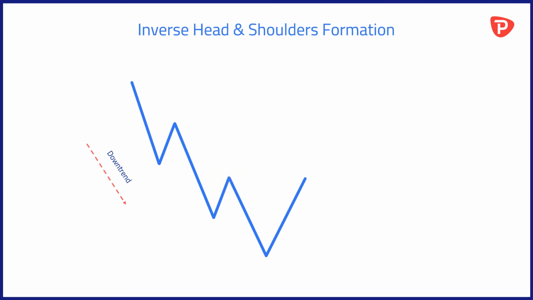Price then attempts to push lower, after finding some resistance in this area, but fails to reach the low of the previous trough. It subsequently returns to the same resistance level. As the example demonstrates, the first trough makes up the left shoulder, the lower trough in the center makes up the head, and the last trough, which failed to make a new low, makes up the right shoulder.